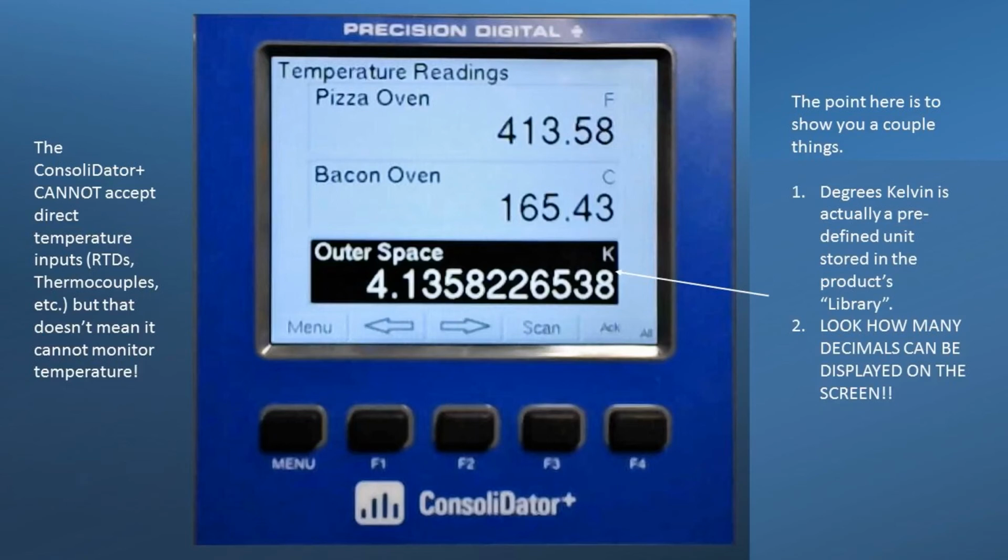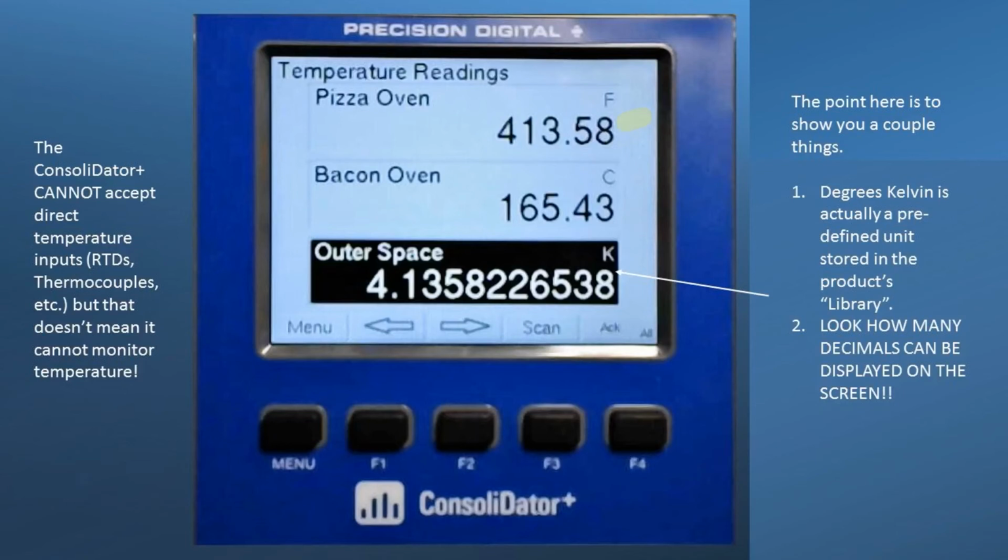So what are we reading here? Well, I made the screen to show you a couple different things. Number one, that we can do temperature even if it's only 4 to 20 milliamps. Number two, we're also reading at different scales. So we have our pizza oven operating in the Fahrenheit scale. We have our bacon oven, my personal favorite, in the Celsius scale.